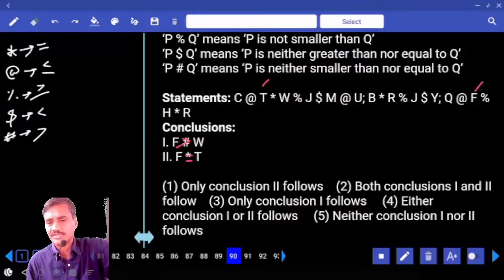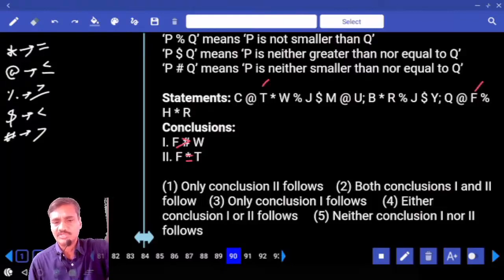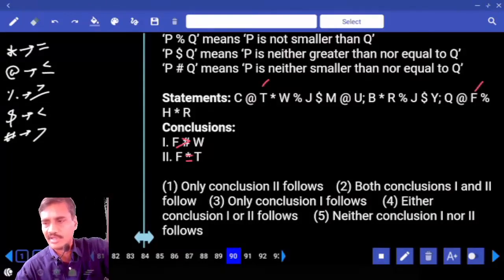CTWJM here, QFHR. Then from where to where should we go? Tell me, where should we go from T? R. Now if we take R here, F is there, W. And F and W, now you have W at this place.